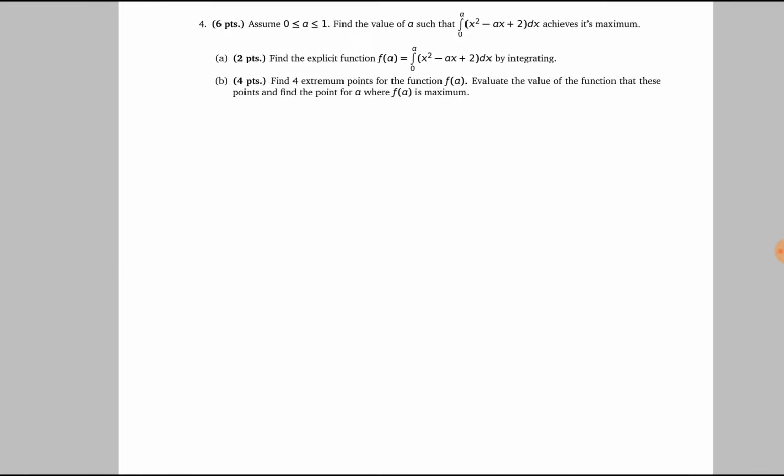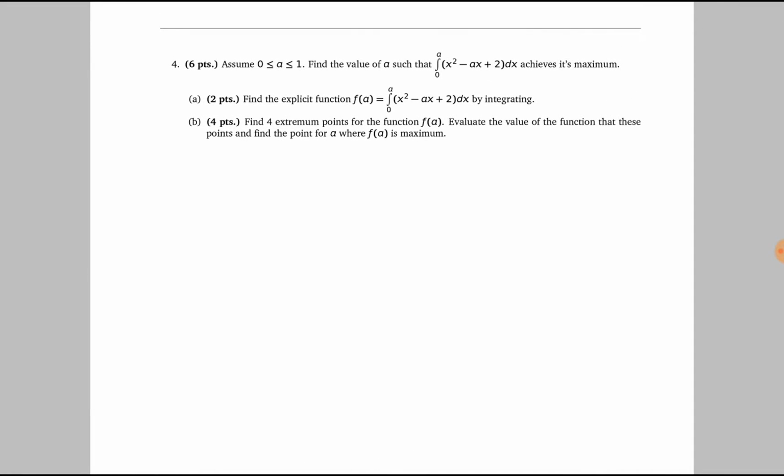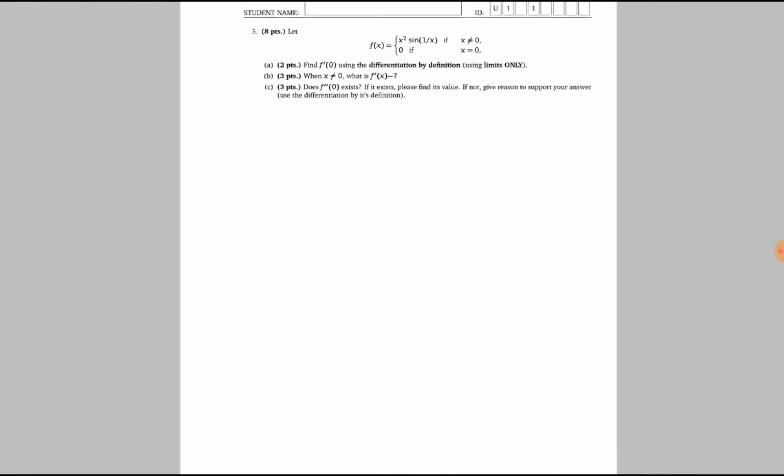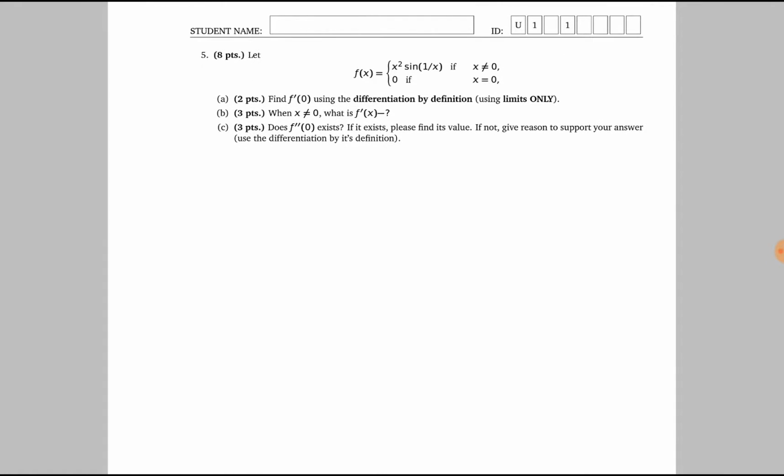So in the problem 4, we're given a function, and we need to find out its extrema values, its maximum and minimum points. So first of all, we need to figure out the explicit form of this function. Then in the second problem, we need to figure out the maximum and minimum values for this function. In problem 5, we're given a function which has discontinuity at some point, and we need to figure out its derivative at this point using the definition of the derivatives.